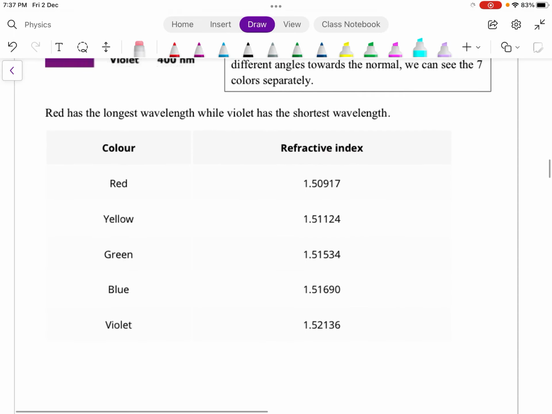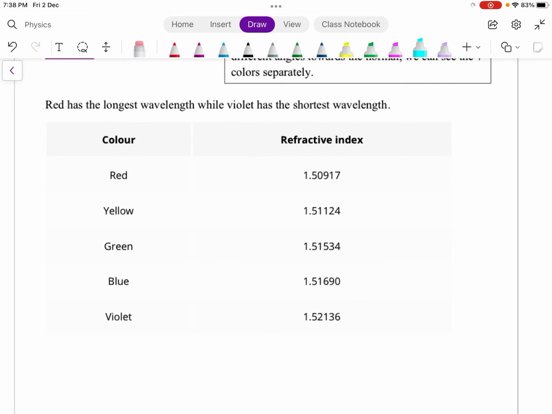Okay, so let's take a look at the refractive index of the different colors. For the 7 different colors, we actually have different refractive indices. So if you look at red and violet respectively, for the red color, your refractive index actually is the smallest. So if your refractive index is the smallest, it means that the speed of the red color is the greatest.